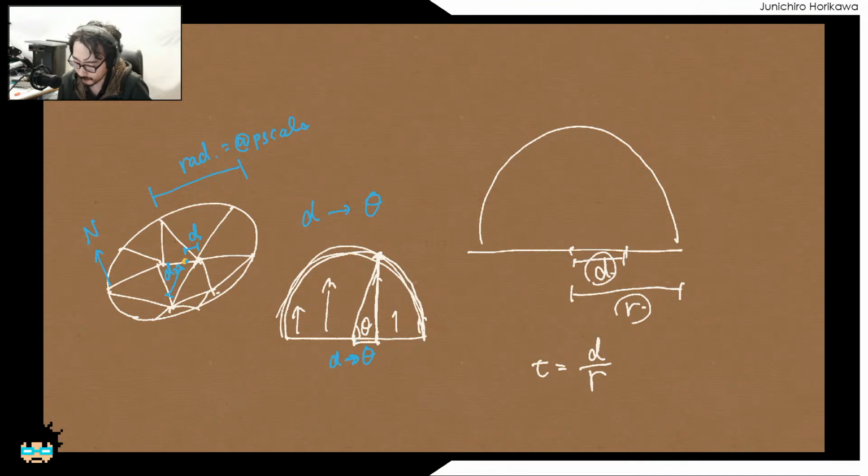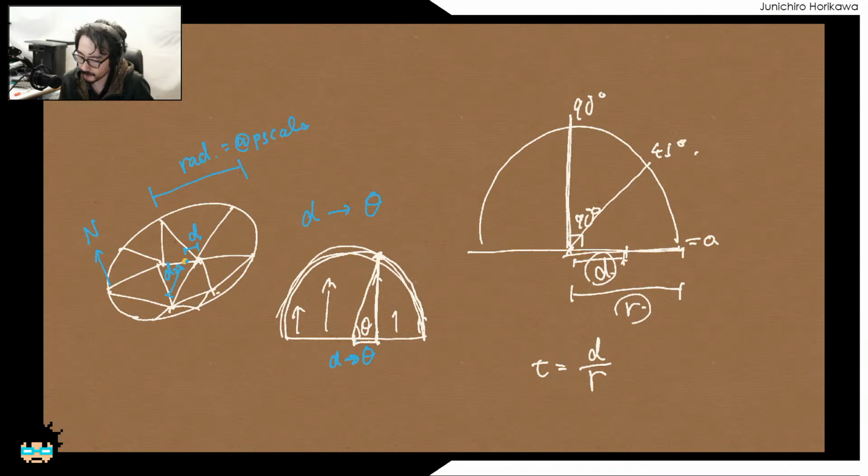Okay. Now, what I could do is split this into 90 degrees, and then convert this d value into a value between 0 and 90 degrees. So if d is equal to 1, then the angle is equal to 0. If d is equal to 0, then the value is equal to 90 degrees. If d divided by r is 0.5, then I want to have 45 degrees, and so on.